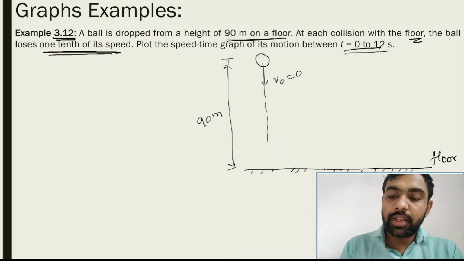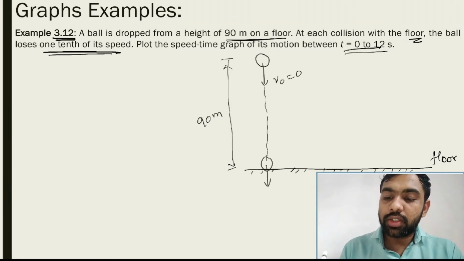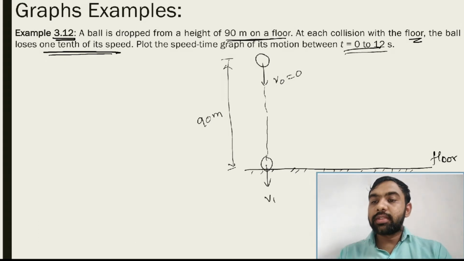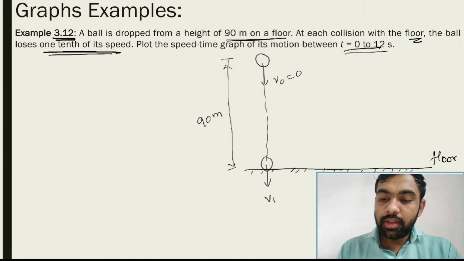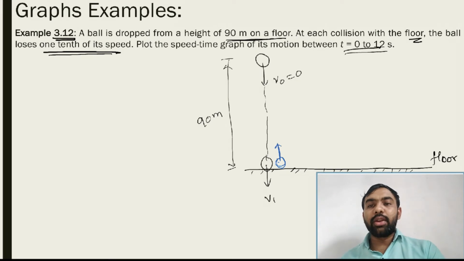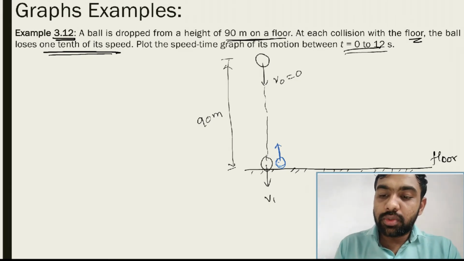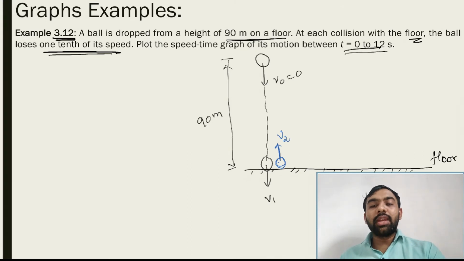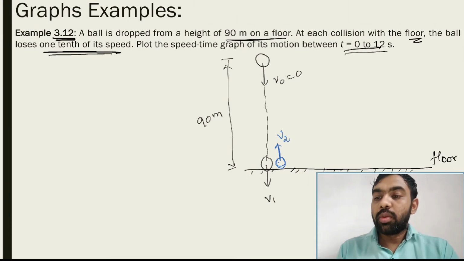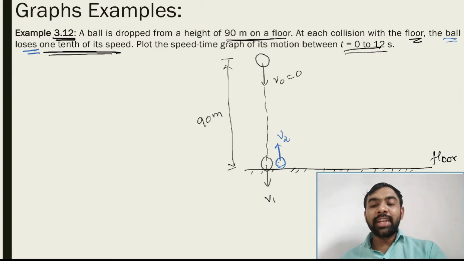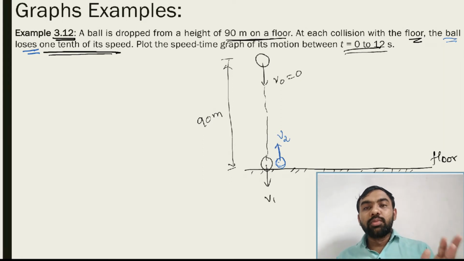As it falls, the speed increases, and here its speed at the first collision is v1. When this same ball rebounds from here, its speed is v2. So v2 is what? The ball loses 10%, so remaining is 90%. So v2 is 90% of v1.